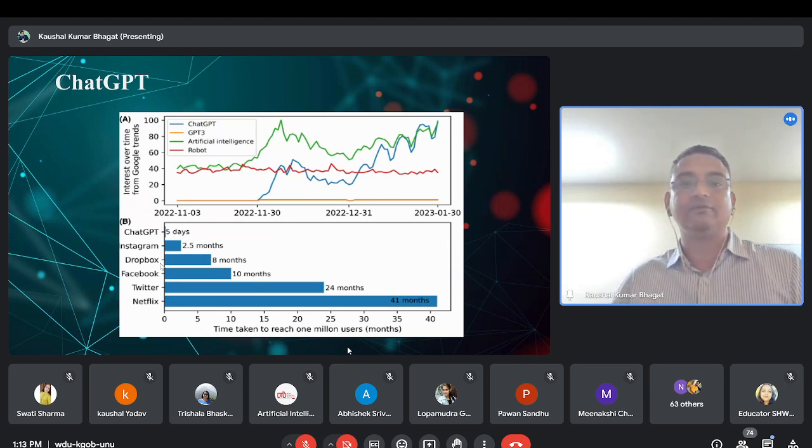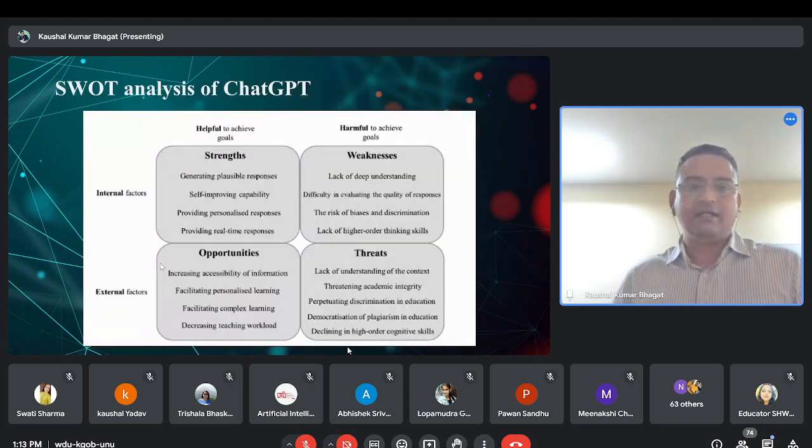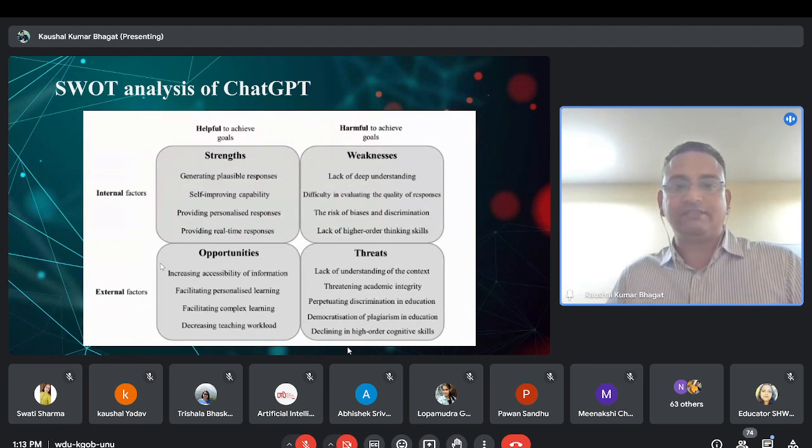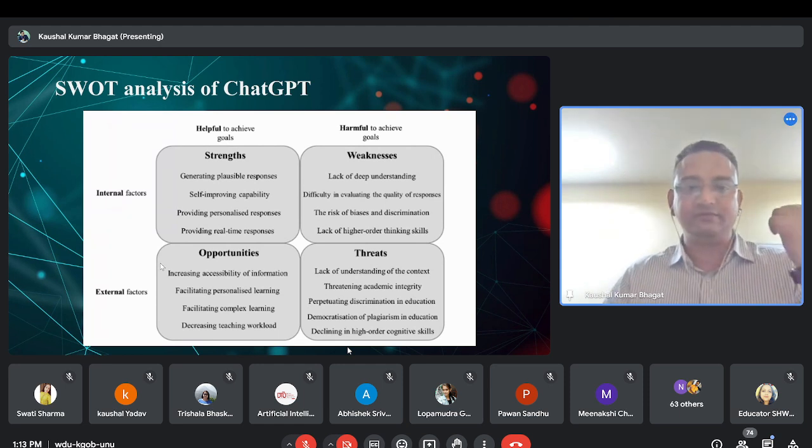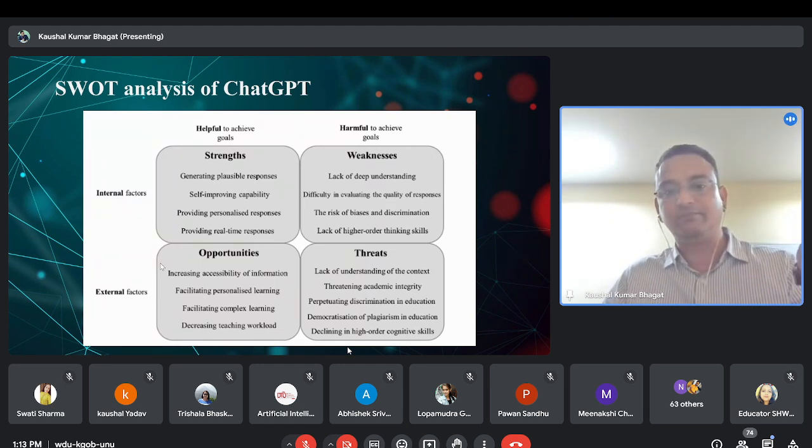Teachers, for example in mathematics, want to develop some kind of applications by themselves, their own ChatGPT for their applications. This is one kind of SWOT analysis of ChatGPT: what strengths there are, what weaknesses, opportunities, and threats. Some strengths are self-improving capability. It can provide personalized responses, real-time responses. There are a lot of applications and opportunities for humans.